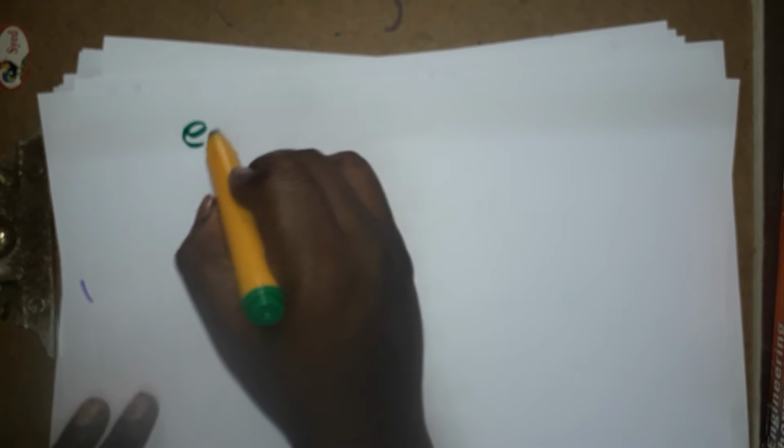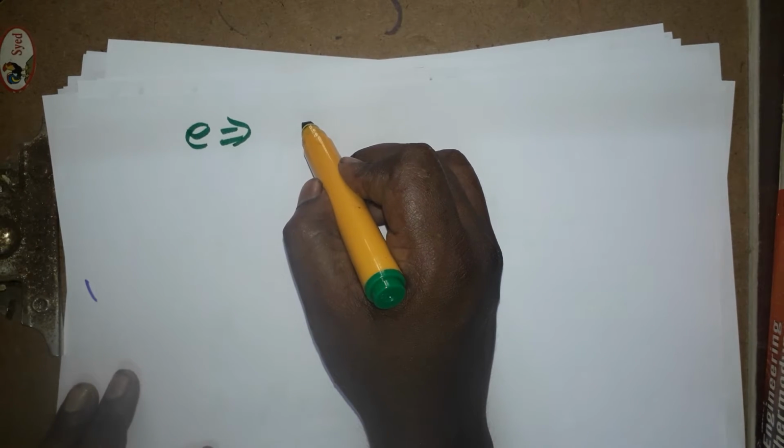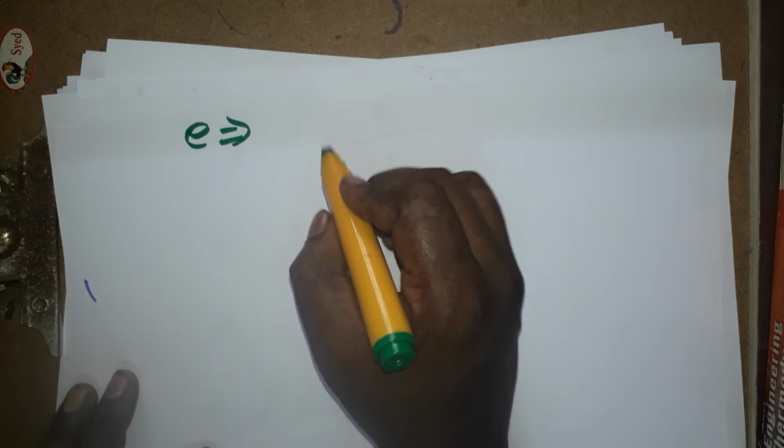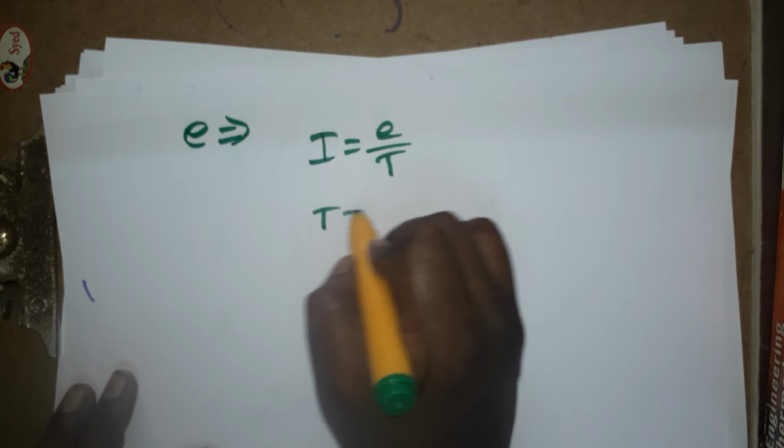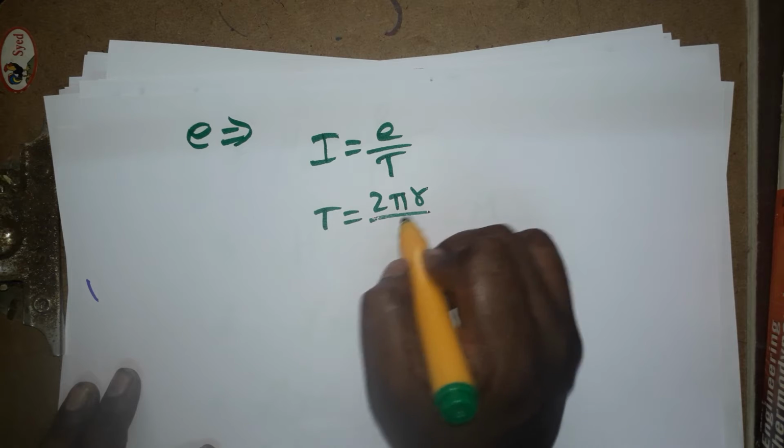So what can we do? Consider an electron moving in an orbit. It is going to act as a current loop. I is equal to e divided by T, and T is equal to 2 pi r divided by v.